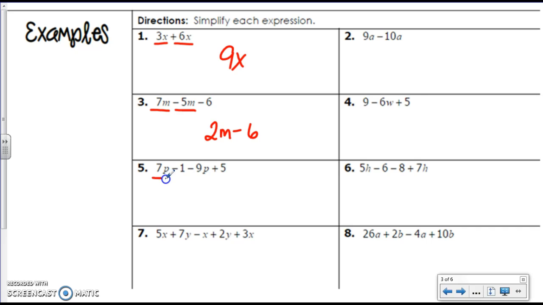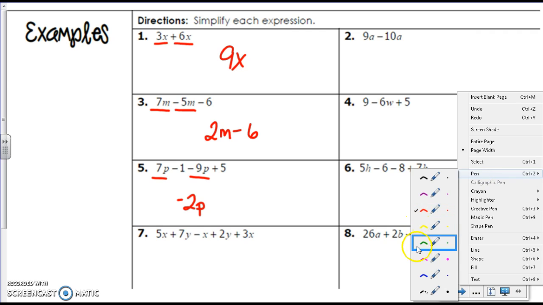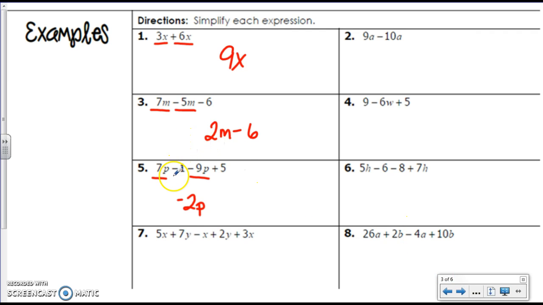Number 5. I have a 7p and a minus 9p. Okay? So 7 minus 9, if you use your calculator, that's fine. We get a minus 2p or a negative 2p. Okay? This time we actually have two constants that we can combine together. So I have a minus 1 and a positive 5. So negative 1 plus 5 is a positive 4. Now at the very end, remember that I can't combine the negative 2p and the 4 together because one has a p and the other one doesn't.